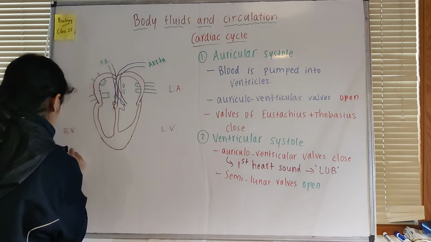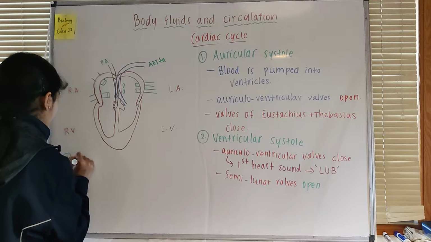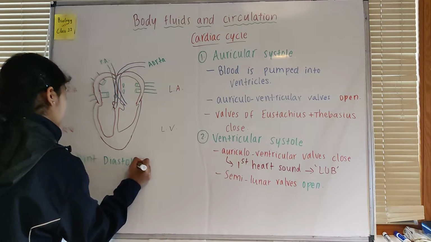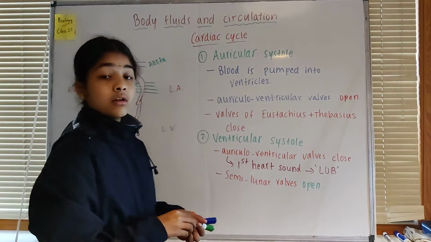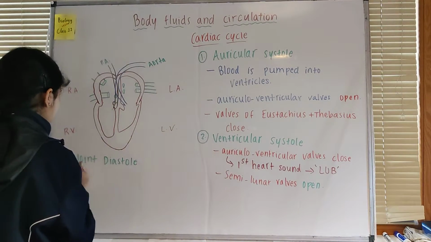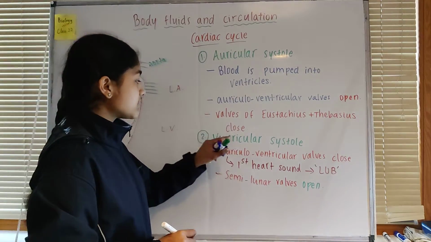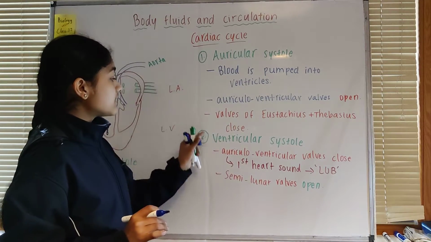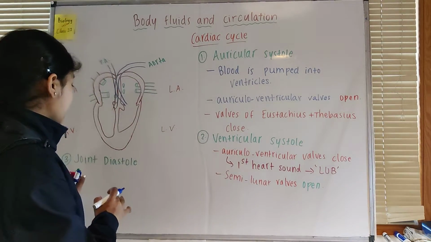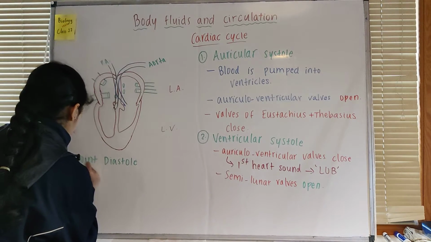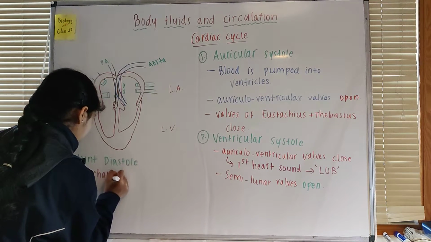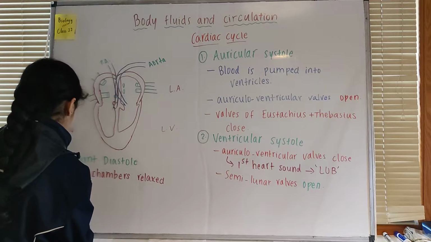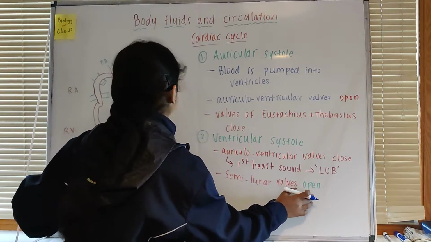Let's talk about the third one, the last step, that is called joint diastole. Now here what happens? As the name suggests, joint means both auricles and ventricles are in diastole. Diastole means relax. So auricles and ventricles get relaxed in this step, that is joint diastole. So here we can write that all chambers relaxed. And one more thing, here we know that semilunar valves are open.